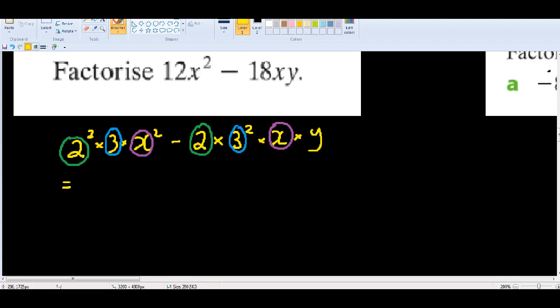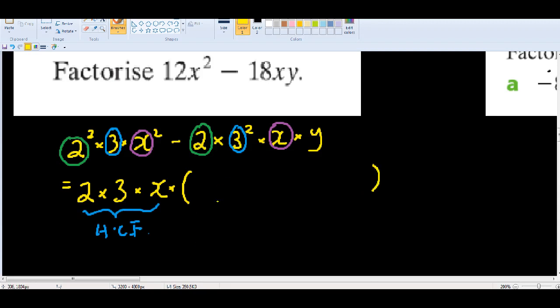For 2, the lowest power is 1. Okay, for 3, the lowest power is 1. Remember, you need to write 2 times 3, not 2, 3. Okay, times x squared, x, of course, x. Okay, so that would be your HCF. Remember that? That's your HCF.